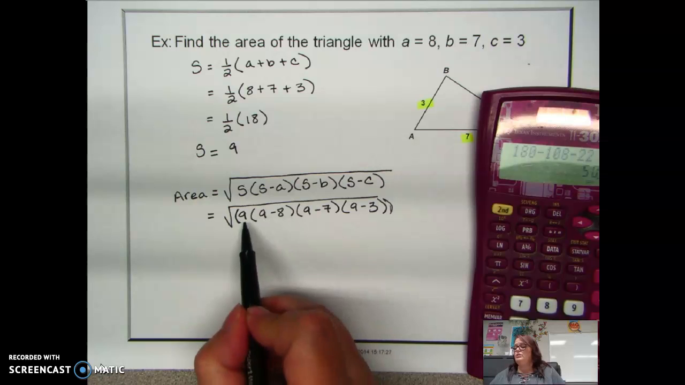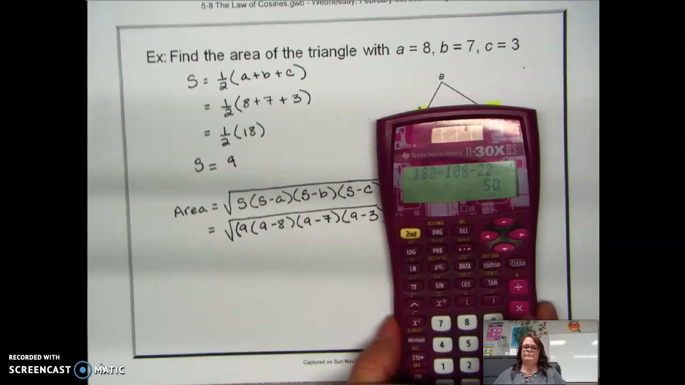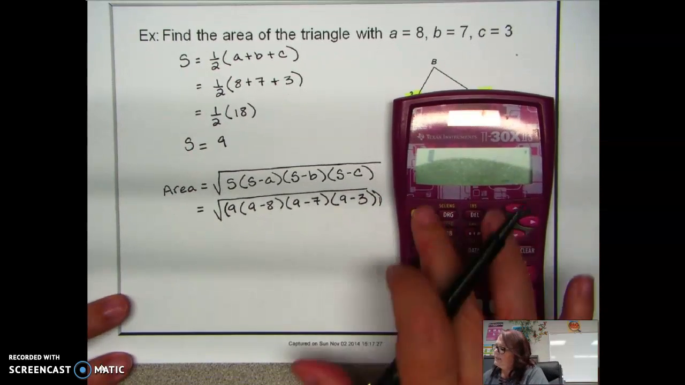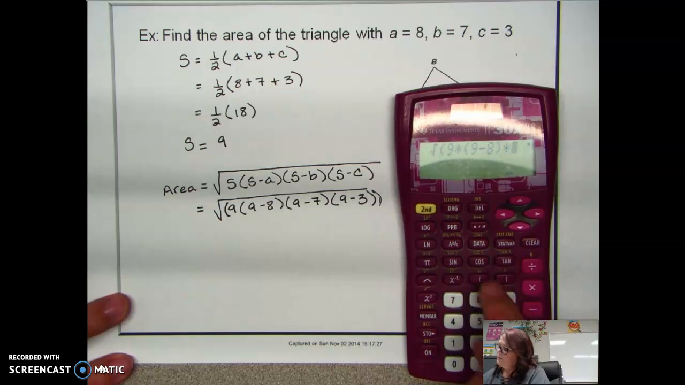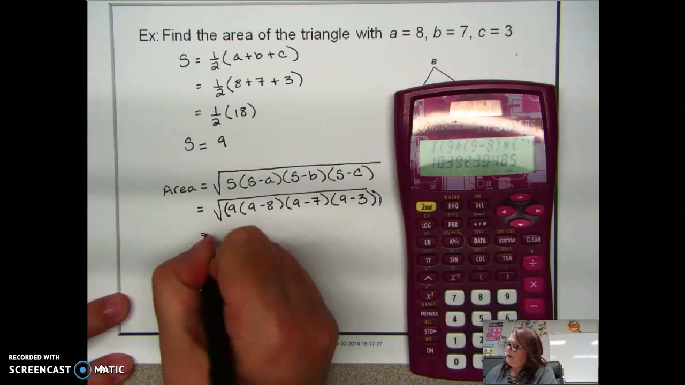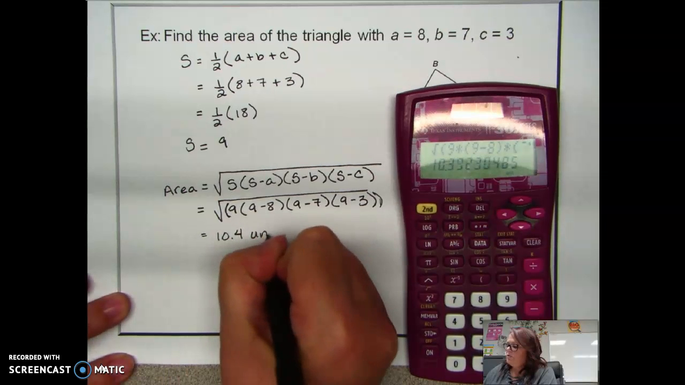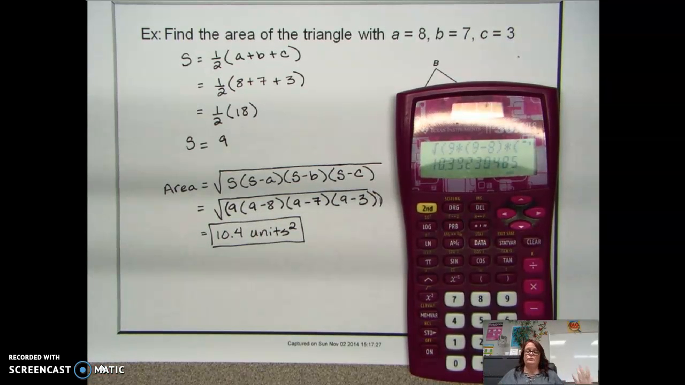If you have a backwards calculator, just do all this work, figure out that answer, and then ask your calculator to take the square root of that. So in here, I'm going to say take the square root of 9 times parentheses 9 minus 8 times parentheses 9 minus 7 times parentheses 9 minus 3. I close my 9 minus 3 and I close my square root, and I get that the area is about 10.4 units squared. So I don't have to drop a height, I don't have to use sine, I don't have to do anything. I can just plug it into this beautiful formula.